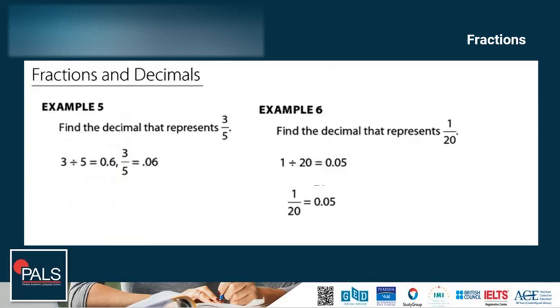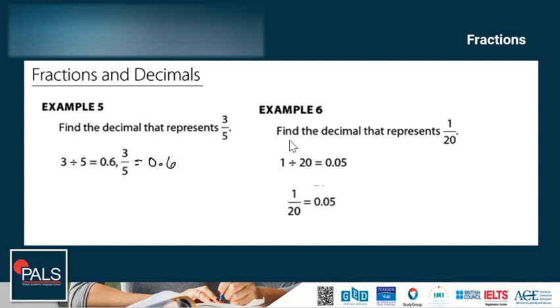Next is fractions and decimals. Fractions and decimals can represent the same number. By dividing the numerator by the denominator, you can see what number or decimal is equivalent to the fraction. Let's see some examples. Example 5, find the decimal that represents 3 over 5. So let's divide the numerator by the denominator. So 3 divided by 5, the answer is 0.6. So 3 over 5 is equivalent to 0.6 in decimal.